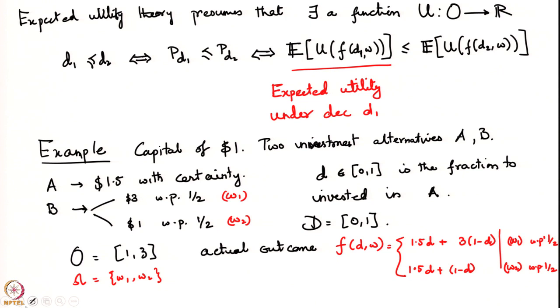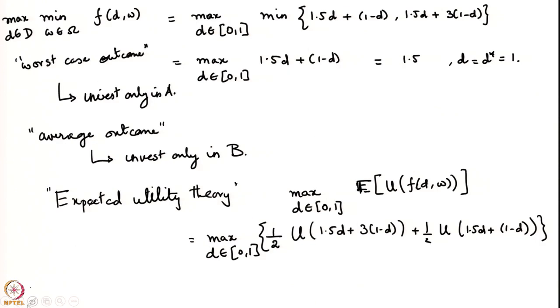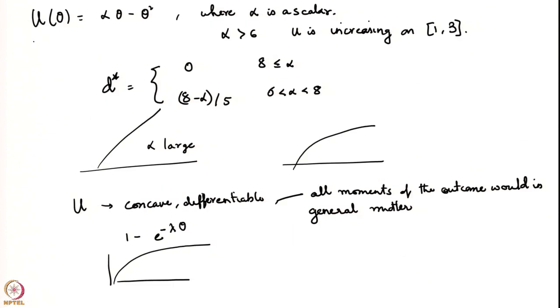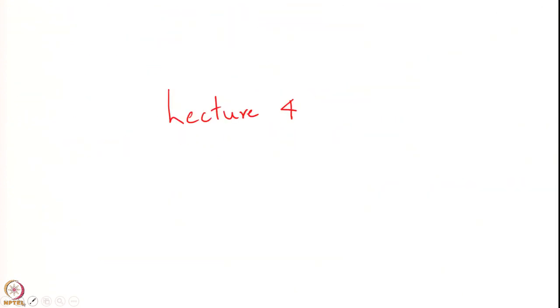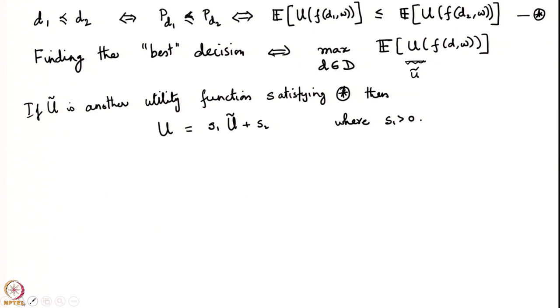In our previous lecture, we had looked at a particular utility function, where the utility of an outcome O is alpha O minus O square, right. I had mentioned to you that this function is a concave increasing function, and as alpha becomes larger, this function tends to become more and more linear. Now, this actually turns out to be a very generic property. In almost every case, utility functions have this shape.